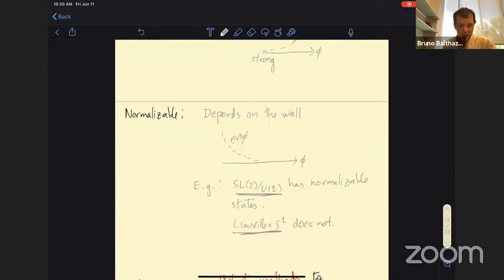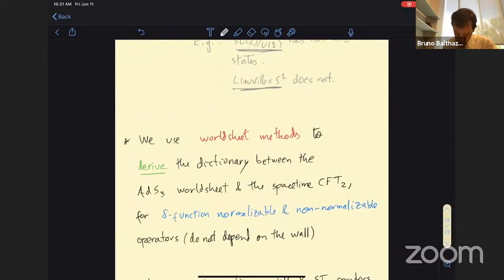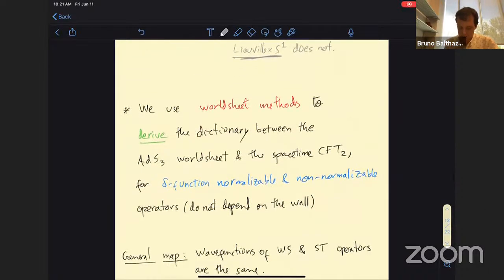So in other words, in this picture of the symmetric product that we had, we can't say anything about normalizable states at this point from the space-time point of view, but we can still talk about what we call the long strings, which are the delta function normalizable and non-normalizable guys. So what we actually do is, we use the exact AdS3 worldsheet to derive the dictionary between AdS3 and space-time CFT2 for these long strings. So for the delta function normalizable and non-normalizable, since, like I mentioned, these do not depend on the wall.